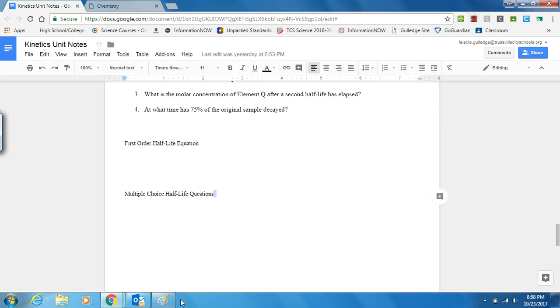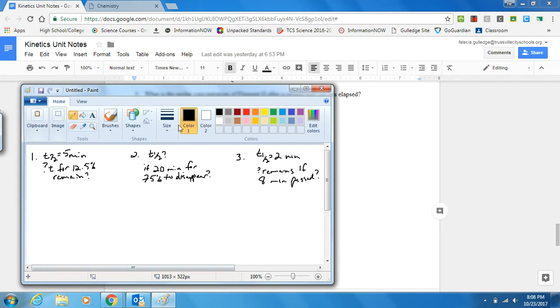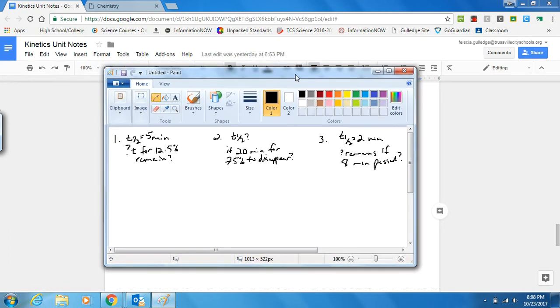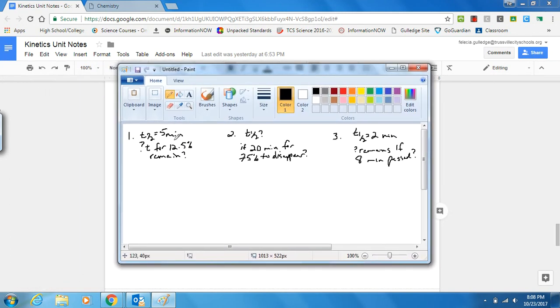So what we want to do now is refer to multiple choice half-life questions. How can they ask this kind of stuff in multiple choice? Well, one, they can give us the graph approach. Two, they could give us this first order half-life equation, so they could give us a k value, and we might have to figure out a half-life. Or they can do just wording and have us figure out half-lives and percent remaining and something like that. So I made three multiple choice type questions.